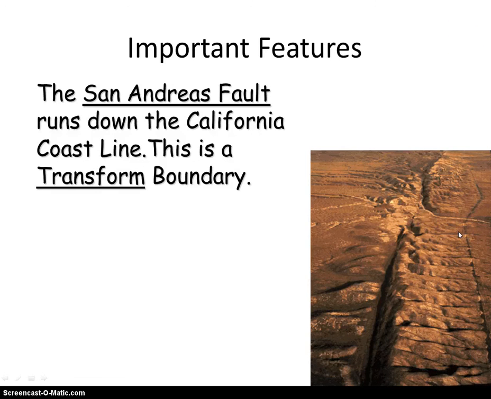The San Andreas Fault runs down the California coastline. This is where all the action happens for San Francisco and all that. And this is part of a transform boundary.